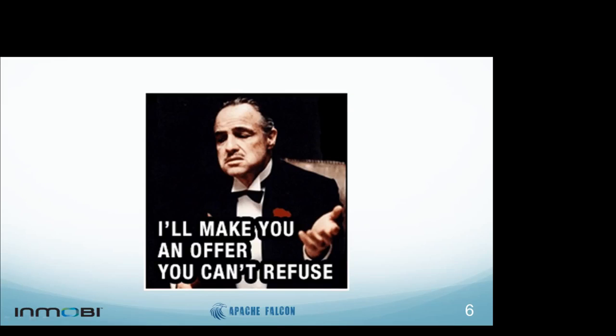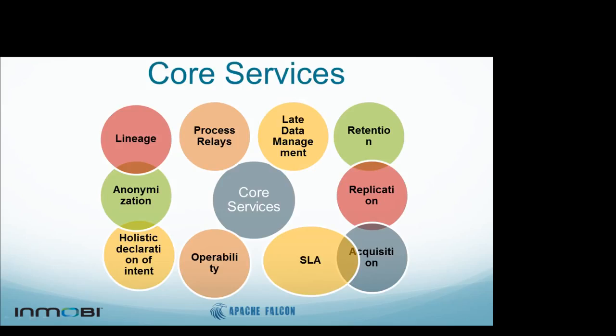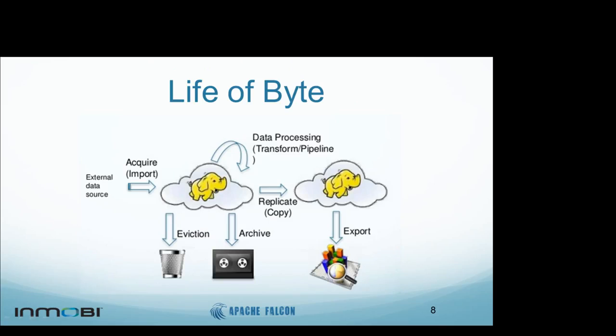So what does Falcon offer? Basically, Falcon offers these core services: lineage, process scheduling, data management, retention, replication, acquisition, SLA, operability, and all these services on your data on Hadoop. To understand how these services are useful, let's look at the typical lifecycle of data in a Hadoop cluster.